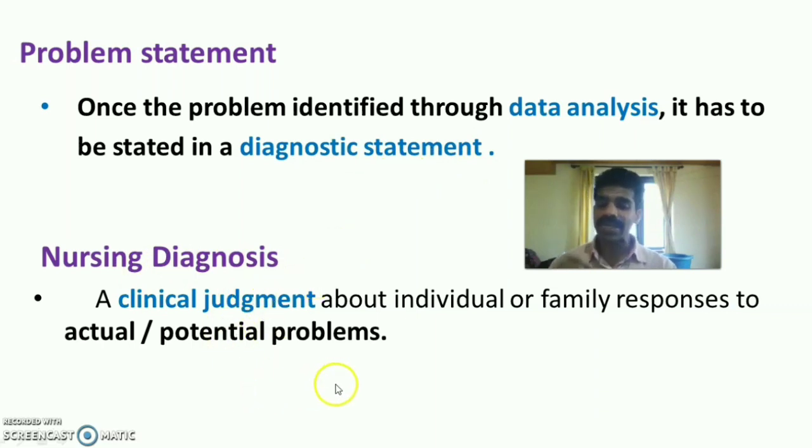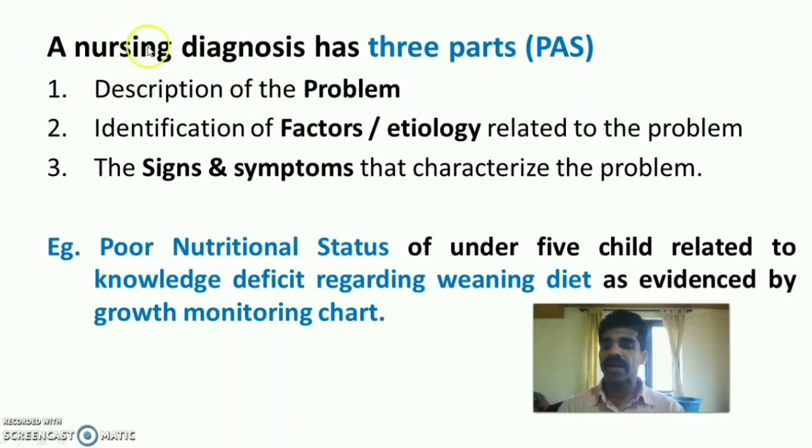Nursing diagnosis is a clinical judgment about the individual or family member's responses to actual and potential problems. So nursing diagnosis is a clinical judgment about individual or family responses to or towards actual or potential problems. Nursing diagnosis usually has three parts, that is PAS or PES.